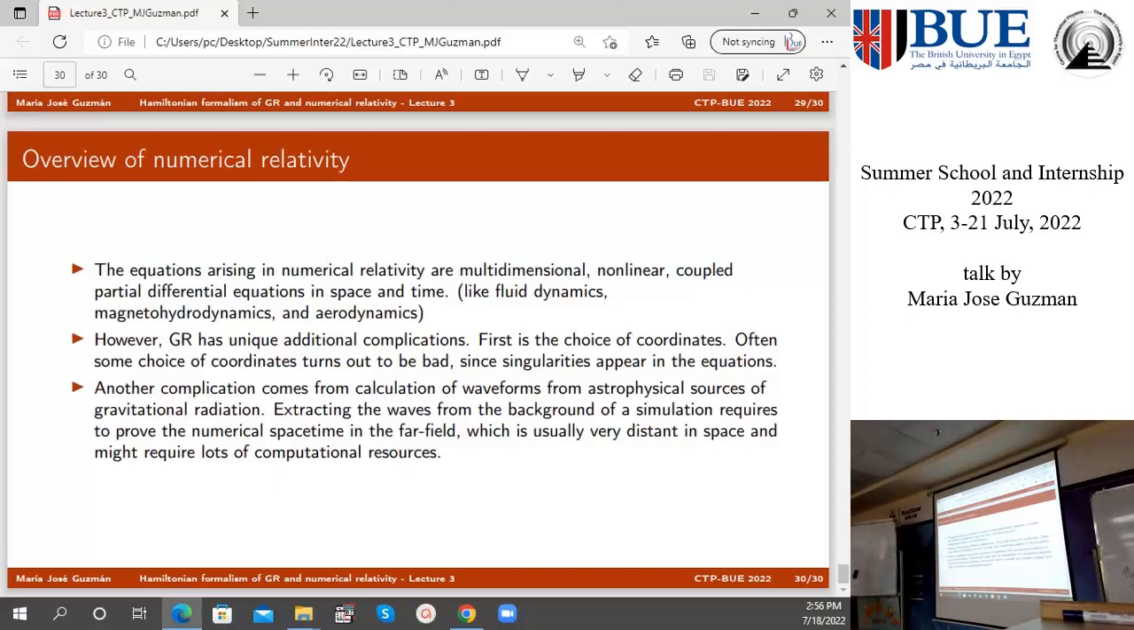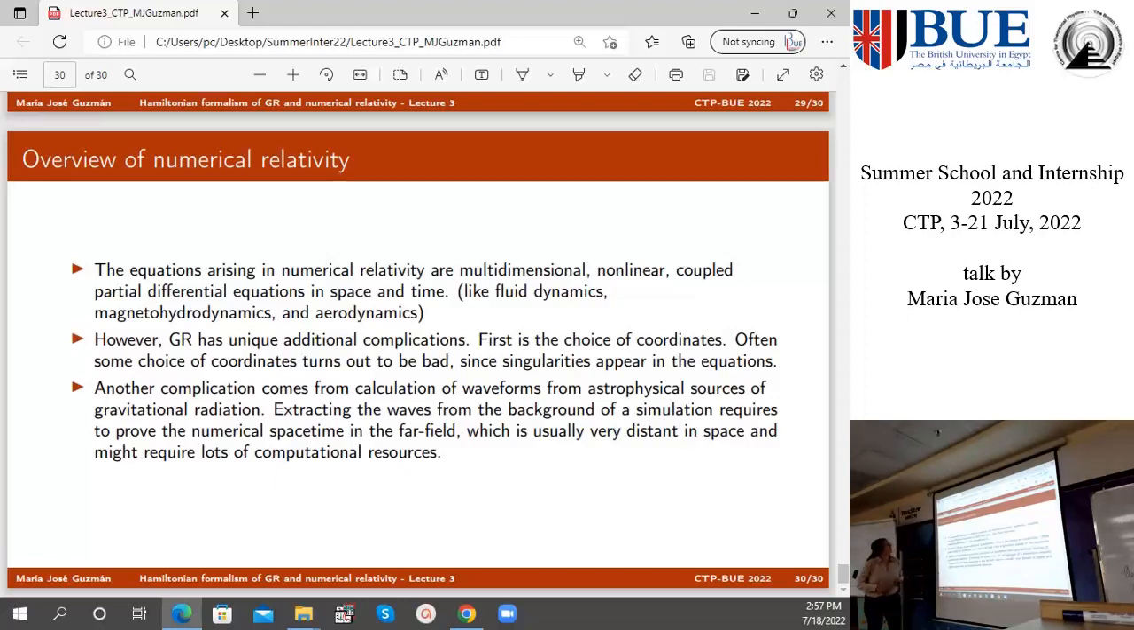But numerically speaking, this is very difficult because you need to simulate not only what happens here, but what happens at, say, megaparsecs away. Having a simulation of megaparsecs may require a lot of computational resources. So this is another problem, and there are probably other problems of numerical relativity, but people are working on this.